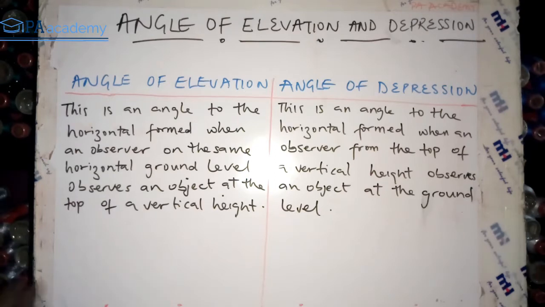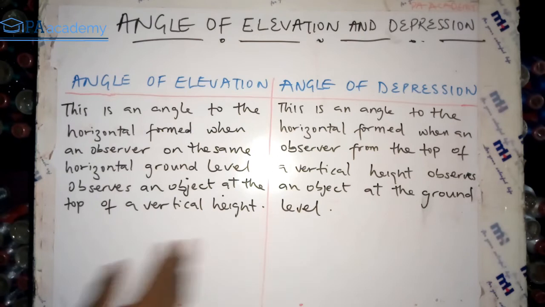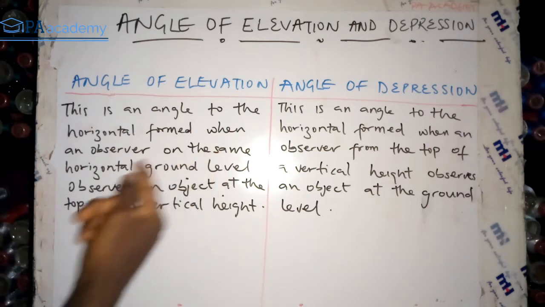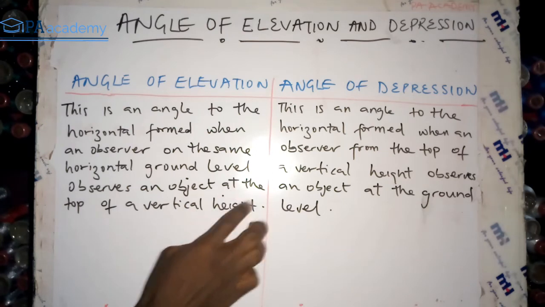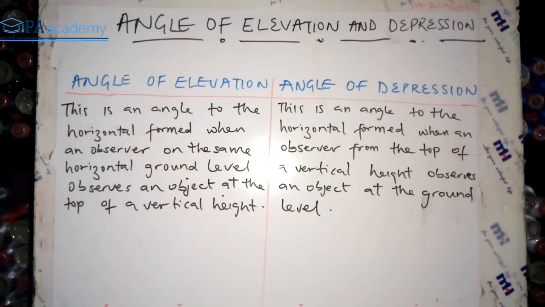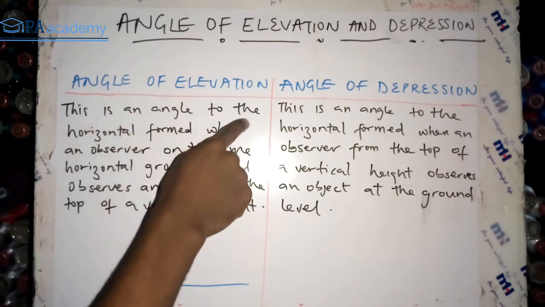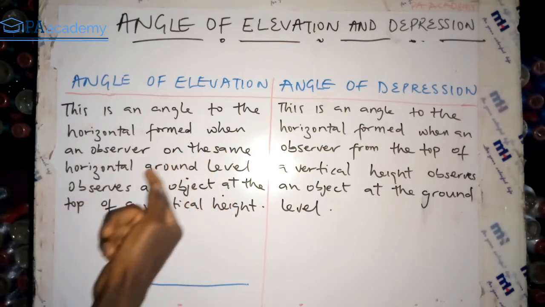Now here on the board we have a table showing us angle of elevation and angle of depression. Angle of elevation says this is an angle to the horizontal formed when an observer on the same horizontal ground level observes an object at the top of a vertical height. Now let's put this into drawing. So this is the ground level, and the definition says this is an angle to the horizontal formed when an observer on the same horizontal ground level.